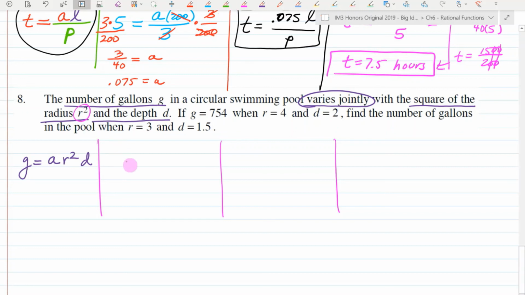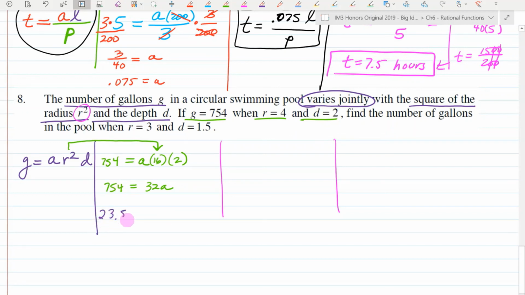Next, we're going to solve for A. So G is 754. That's how many gallons. R is 4, so this is going to be 4 squared. And then D is 2. So we have 754 is equal to 32A. And then you divide both sides by 32, and A is equal to 23.5625.